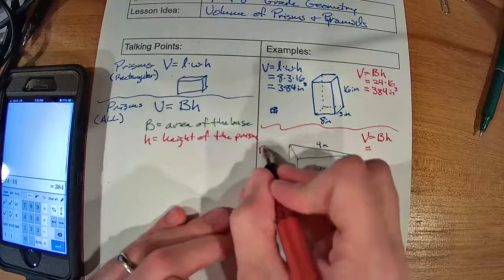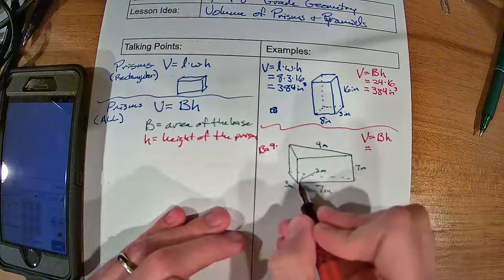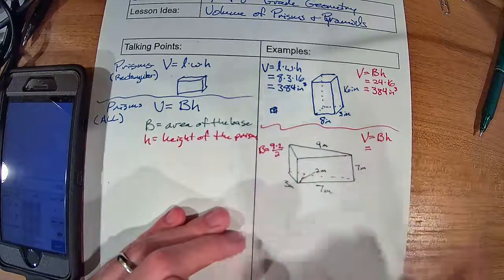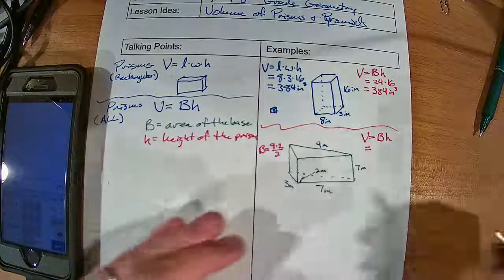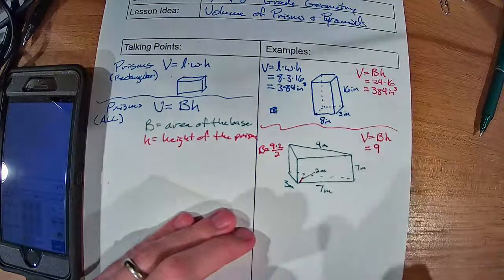We'll do it off to the side here. Our base is equal to 9 times the height of our triangle here. That base is 2. And then divided by 2, because that's how we find the area of a triangle. Well, 9 times 2 is 18. Divided by 2 is 9. So the area of our base is 9 units squared.